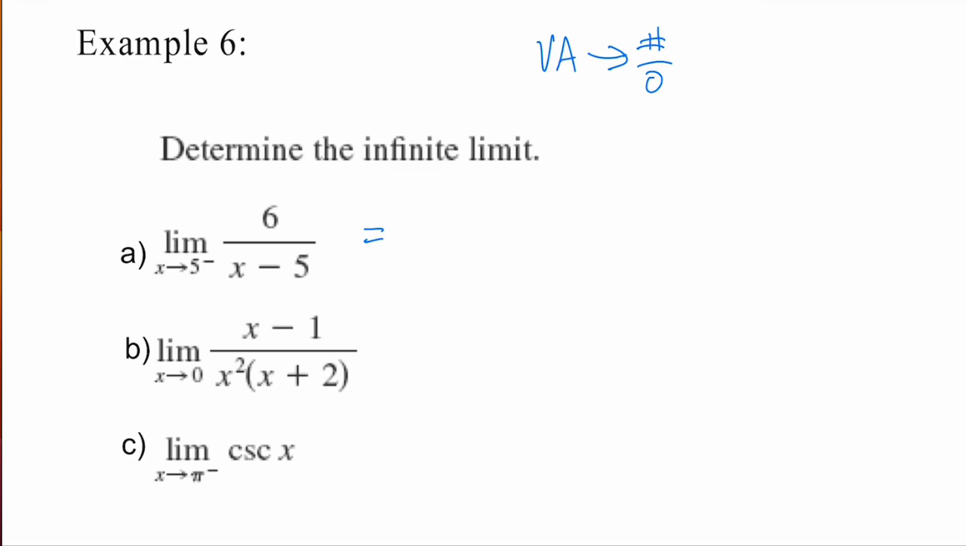If I plug in 5, don't worry about the little to the left thing, but if I plug in 5, I get 6 over 5 minus 5, or 6 over 0. Guess what? It's telling me I just hit a vertical asymptote. It is an undefined value in the graph. So give me a number that is a tenth away, but on the left of 5. What is to the left of 5, but a tenth away?